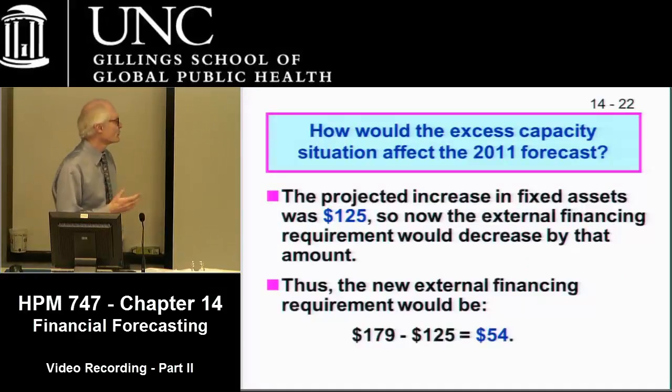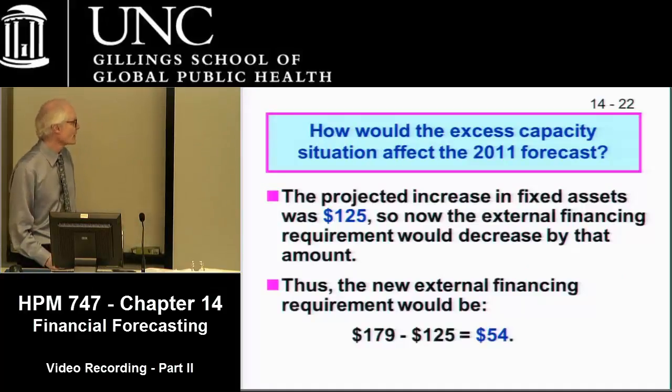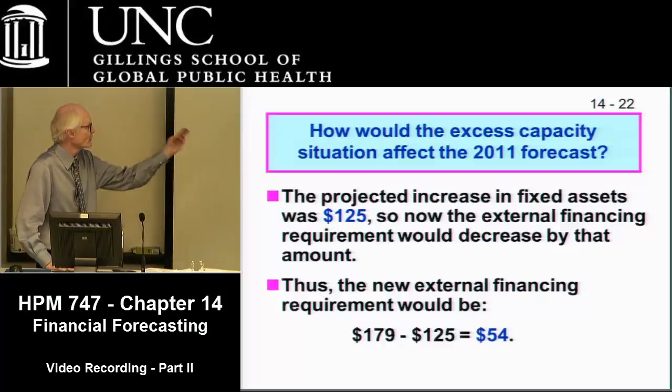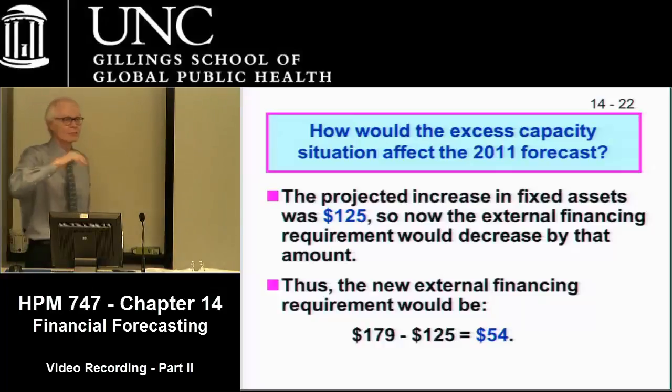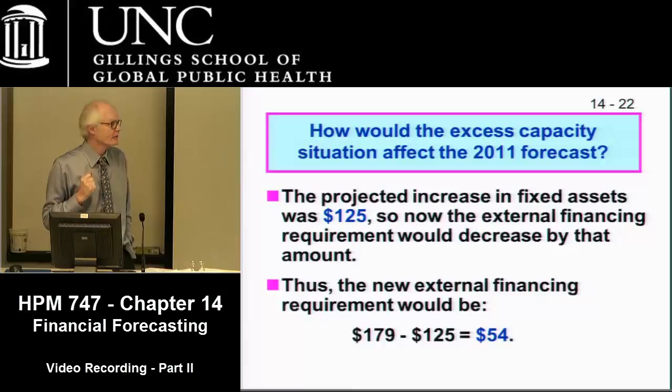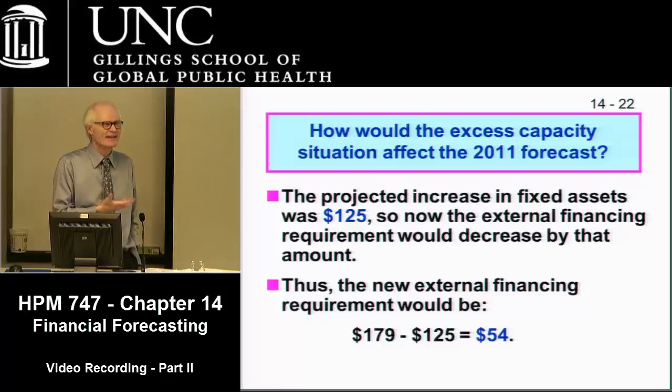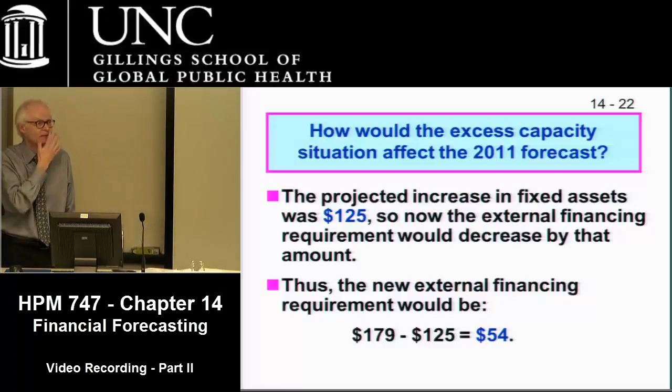How will it affect it? Well, the projected increase was 125,000, so we would decline that. Of the 179, 125 of it was a projected increase in fixed assets. So in fact, if we are at less than 100% capacity, at 75% capacity, the only external financing requirement we need is the 54,000 for the non-fixed assets, the current assets.